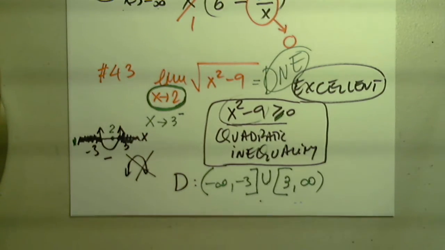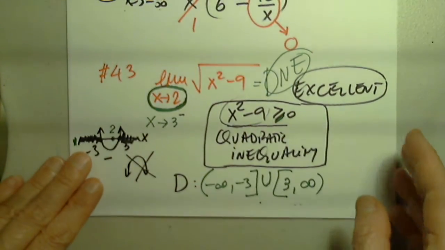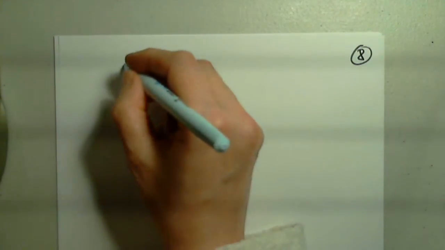Now I would like to talk about continuity. Okay, so that's the last part of this section. What does continuity mean? When is a function continuous? I think I am on page 8. Continuity.